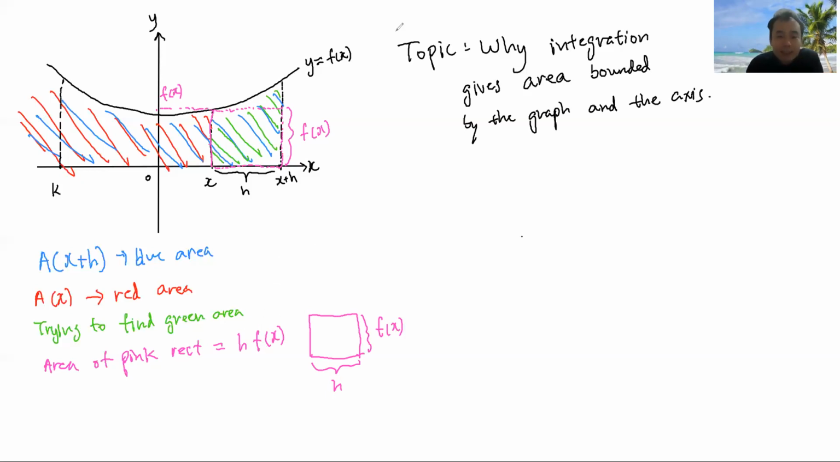Can I say that the green area is larger than this pink rectangle? You can see there's this extra area here that's greater than the pink rectangle. So I'm going to establish some inequalities. By the way, the green area is A of x plus h minus A of x, because you take the area up to x plus h minus the area up to x, and you get this green area. This green area is larger than the pink rectangle, so it is larger than h times f(x).